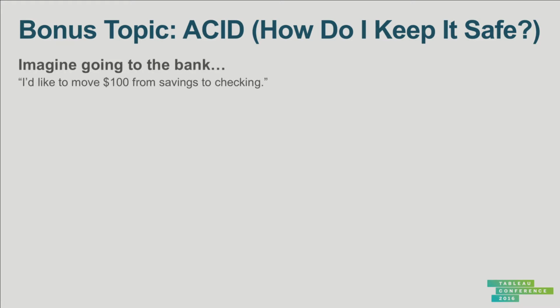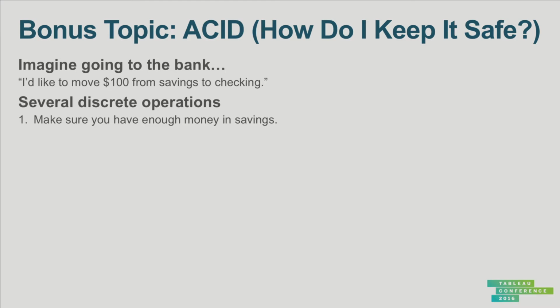I go into a bank, and I say, I want to move $100 from my savings account to my checking account. What do I need to do? Well, first off, the bank needs to check whether I've got $100 to move. Can I even do that? Then they have to take $100 out of savings, and then they have to put the $100 into checking. These are really 3 discrete actions that need to happen to do this successfully.